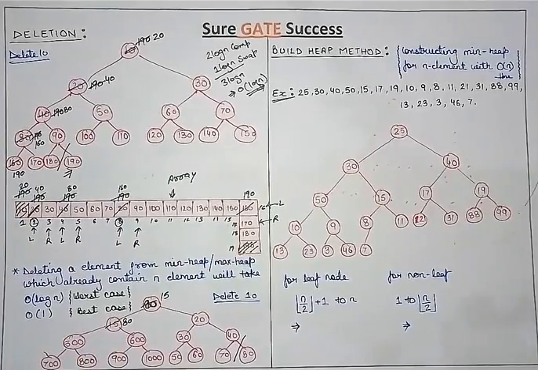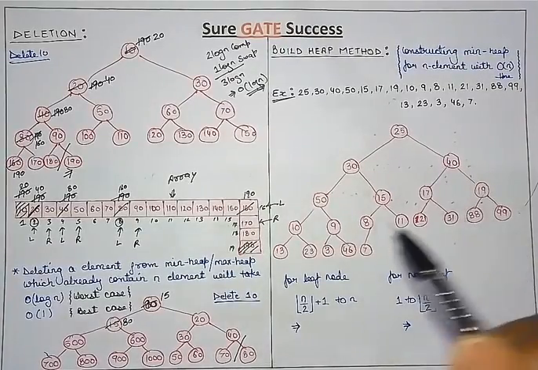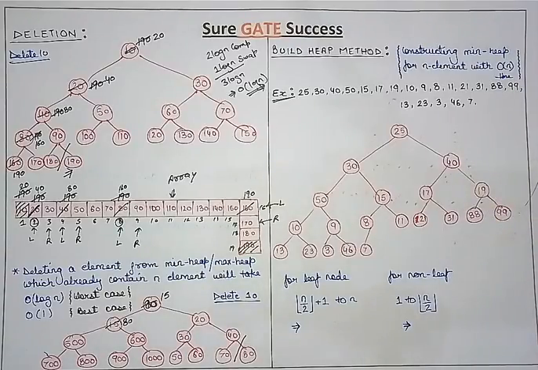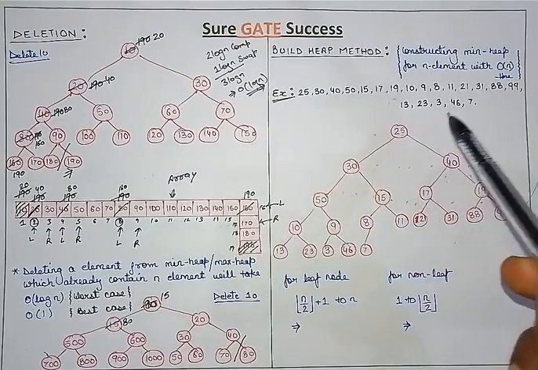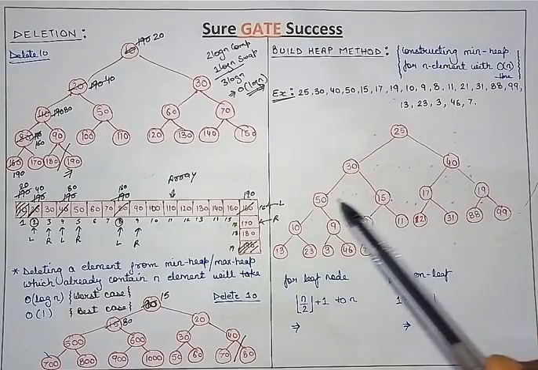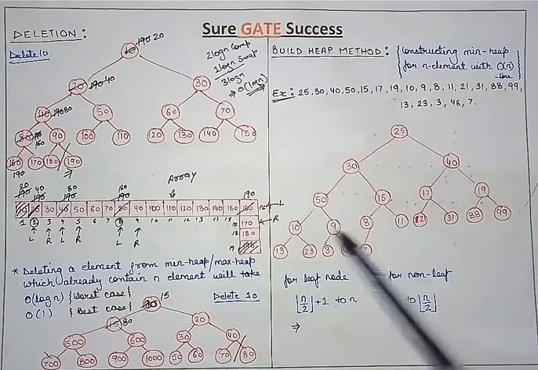So let's understand the build heap method, because we have understood insertion and deletion in a heap. For building a heap, we firstly simply make a binary tree with whatever values are given, and then we have to apply a for loop in reverse. For example, we have these values and we have placed them in a sequence: 25, 30, 40, 50, 15, 17, 19. This way we have placed them.